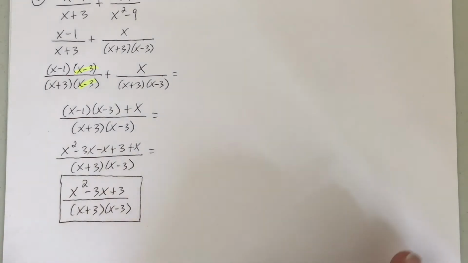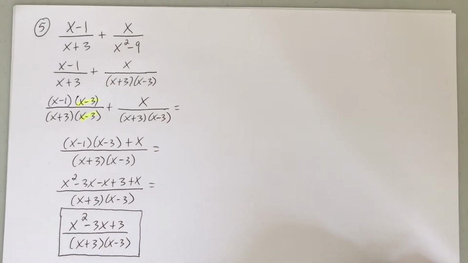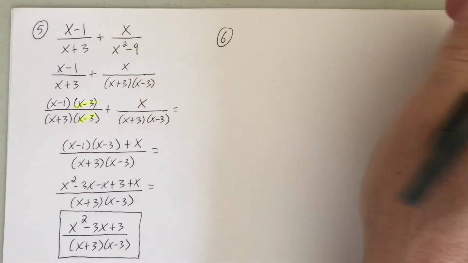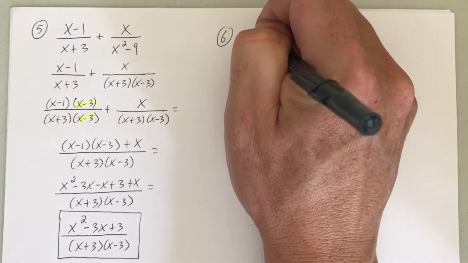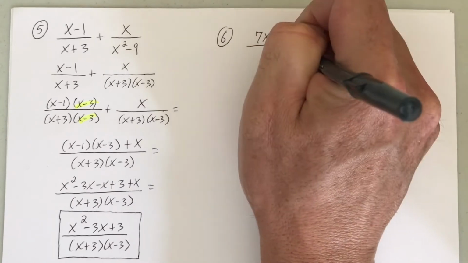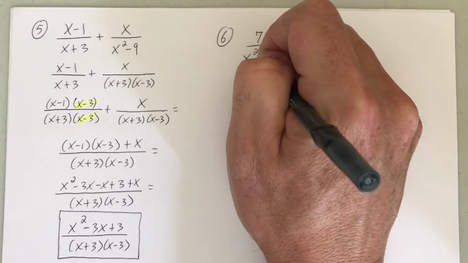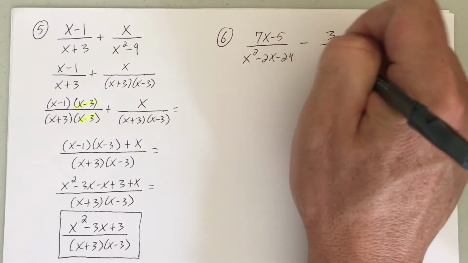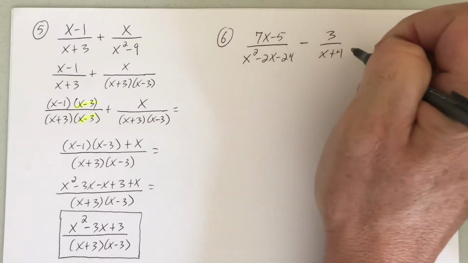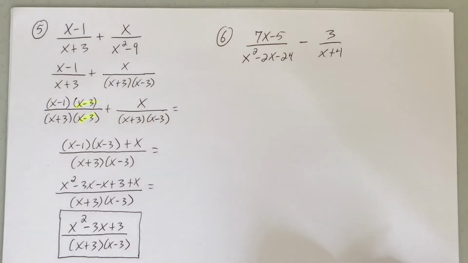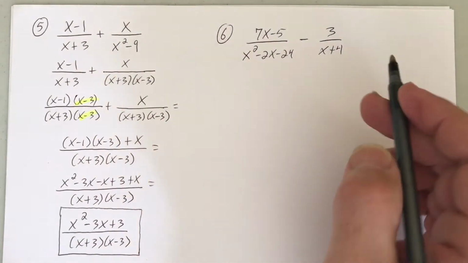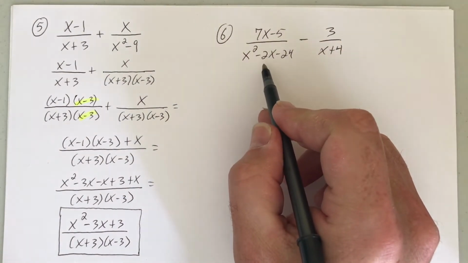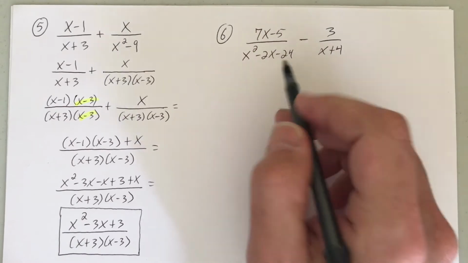All right, so let's take a look at number 6 and scroll this back down. So with number 6, we have 7x minus 5 over x squared minus 2x minus 24, and then minus 3 over x plus 4. So again, we're going to take a look at the denominators. We obviously clearly don't have a common denominator. So this is a quadratic. Can I factor it? And the answer is yes, I can factor that.